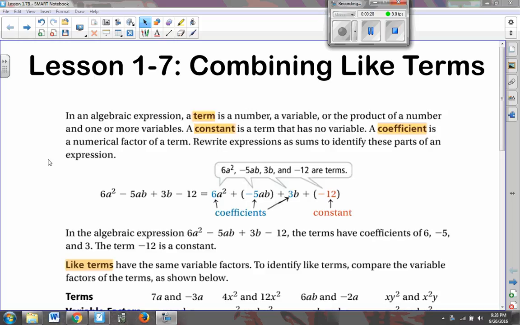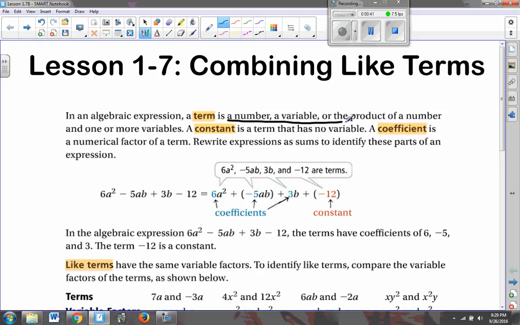So we may see some distributive property in your practice problems as well. But for the most part, we're just going to be combining these like terms. Now, in an algebraic expression, a term is anything that's being added or subtracted together. It's a number, maybe a variable, a letter like an x, or the product of a number and one or more variables. So terms are the pieces that are being added or subtracted together. In this example here, we can see we have 4 of them.